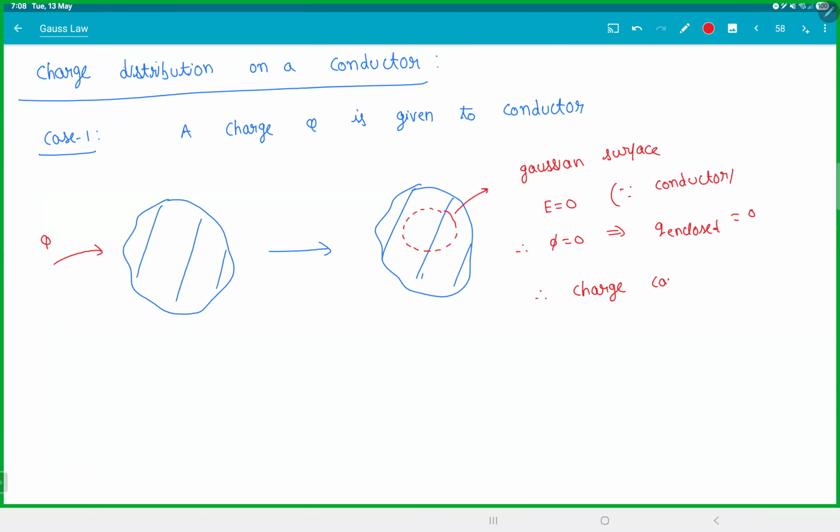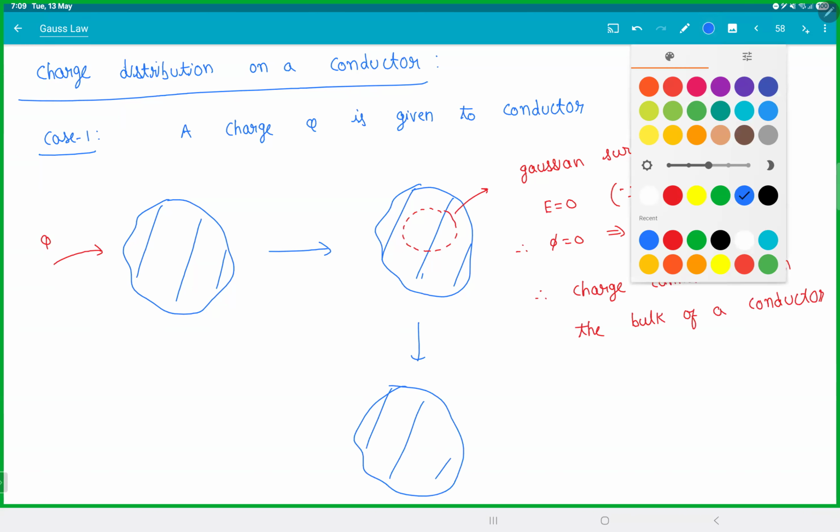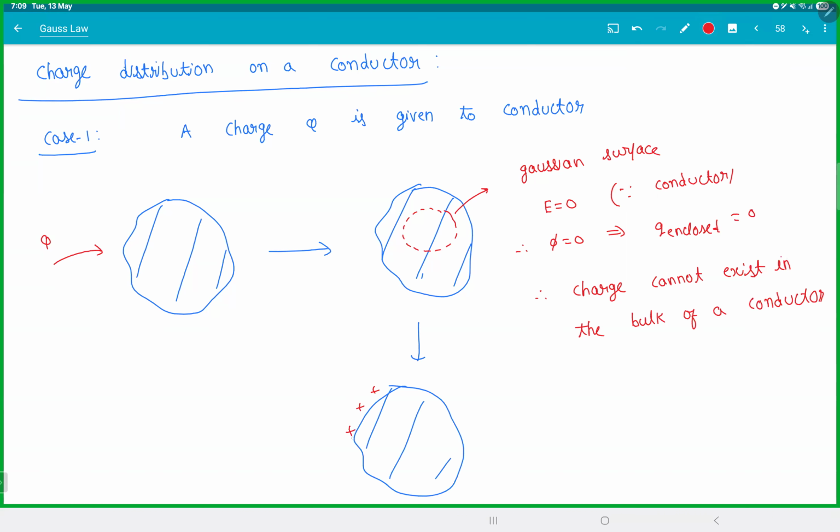Charge cannot exist in the bulk of a conductor. Bulk meaning in that solid. You can't put a charge inside a conductor, a solid, and it won't stay there, it'll just come out. So this is what will happen. Whatever charge Q you gave, everything will come to the surface.